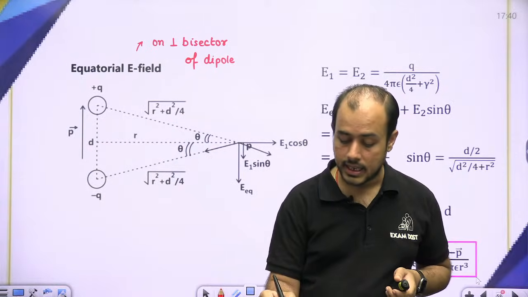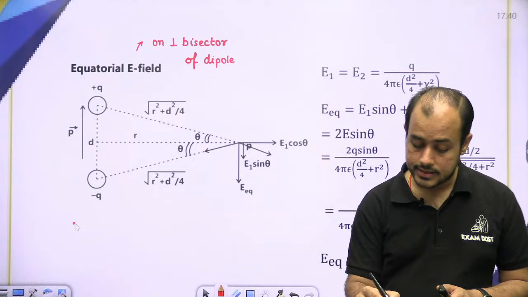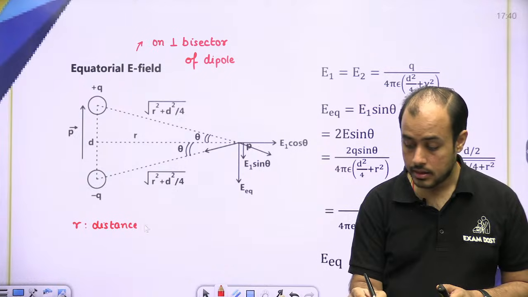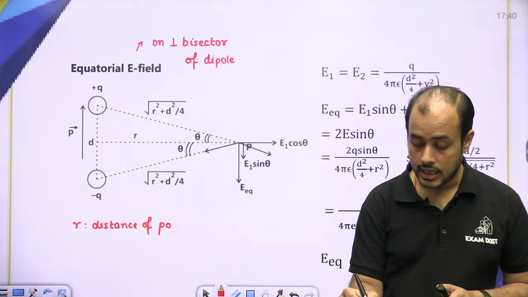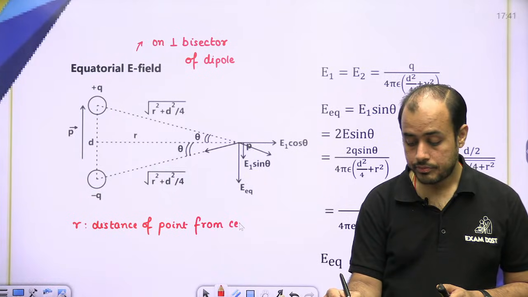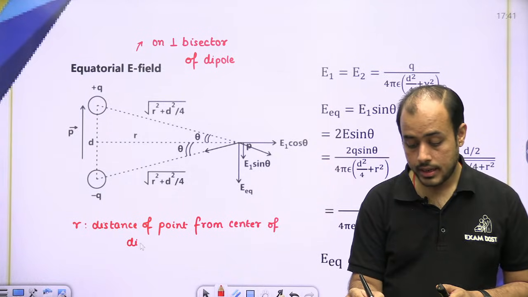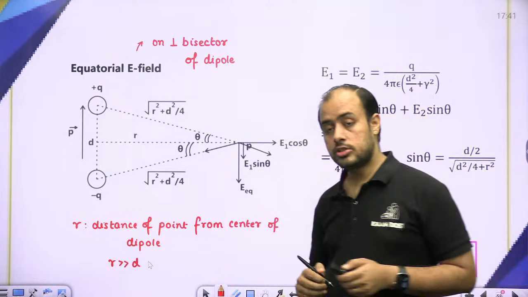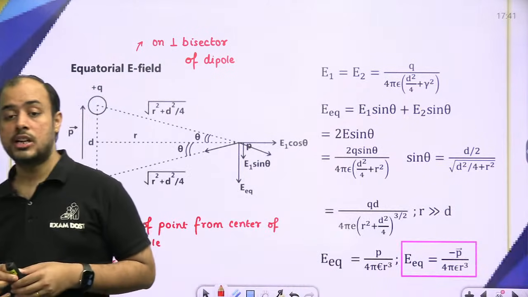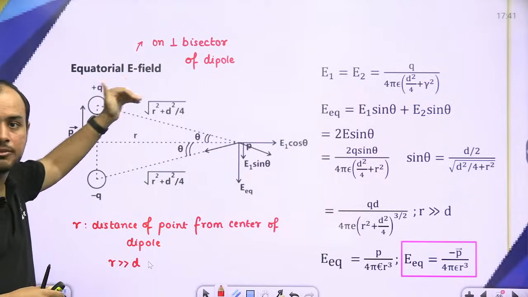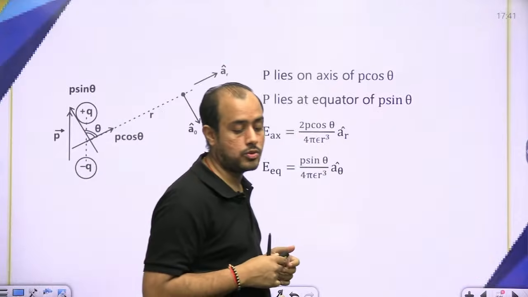That is again, beta, r is the distance of the point from the center of the dipole, and it is much greater than d. Now this electric field is proportional to minus p vector, so it is opposite to the dipole moment. Dipole moment is upwards, the field is downwards.